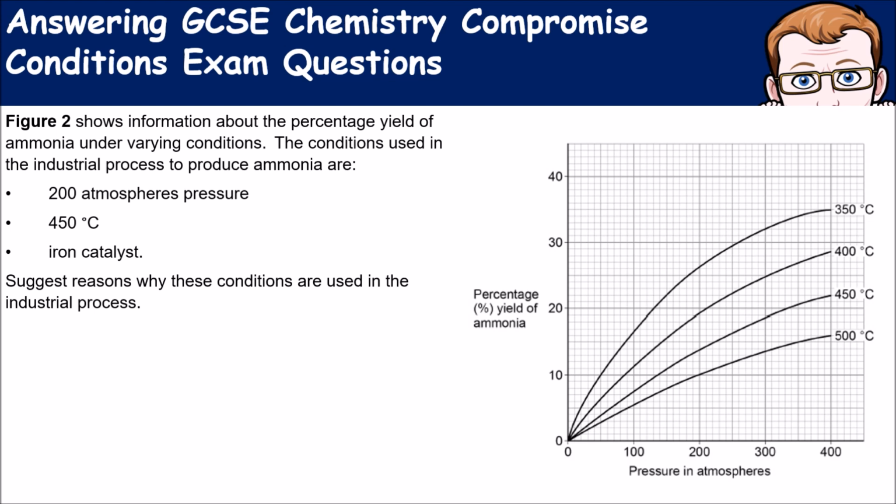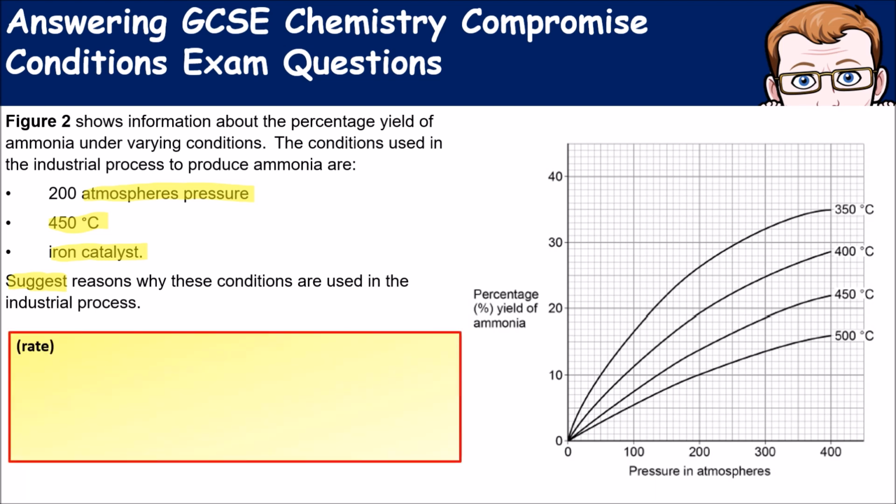So let's look at a question. Figure 2 shows information about the percentage yield of ammonia under various conditions. The conditions used are 200 atmospheres of pressure, 450 degrees, and an iron catalyst. We're suggesting reasons why these conditions are used for this industrial process. There are a number of key things. First we need to consider how they affect the rate of reaction.